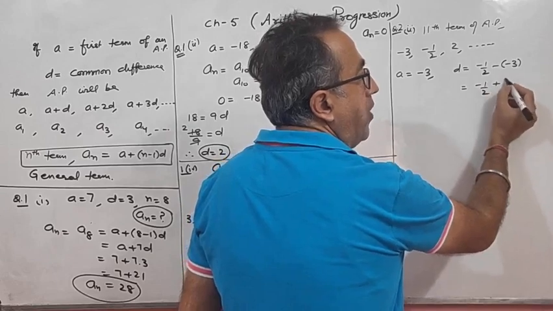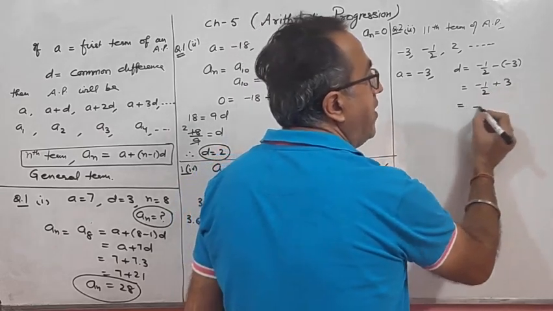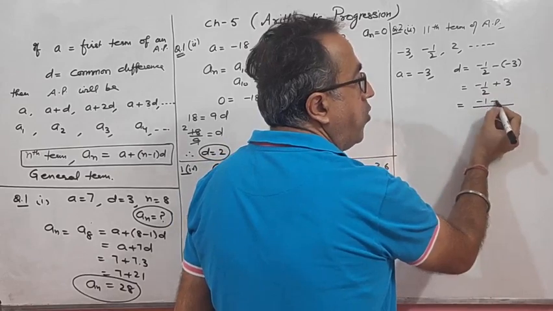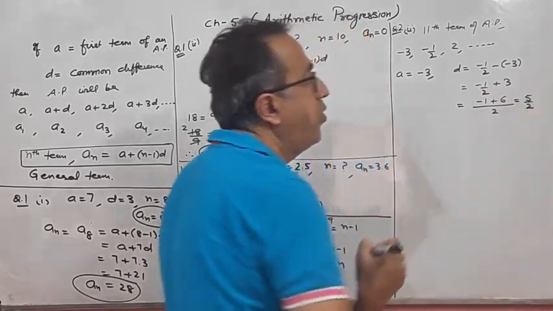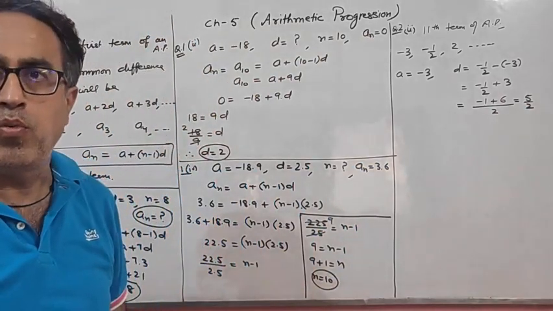Minus into minus becomes plus 3. Take LCM, it is 2. Minus 1 plus 6, which is equal to 5 upon 2. D is 5 upon 2.